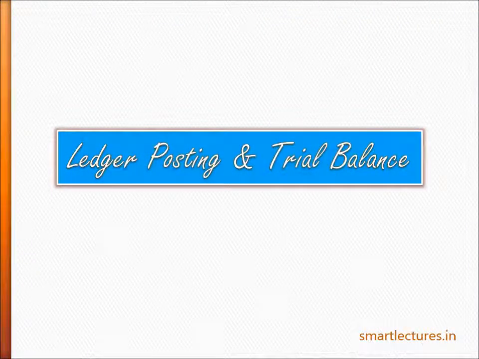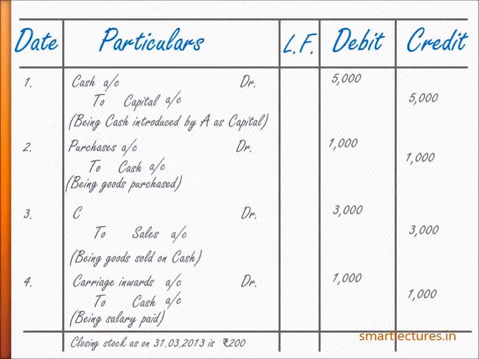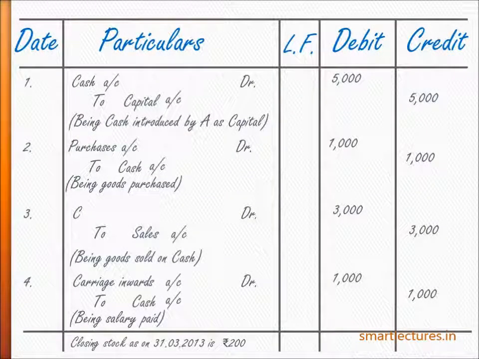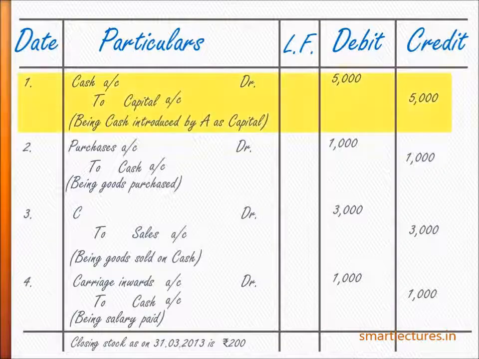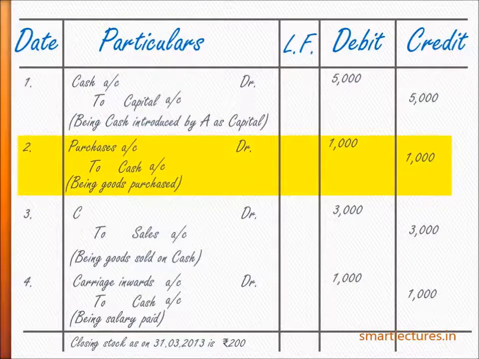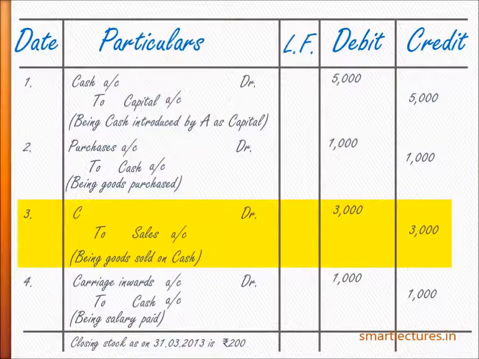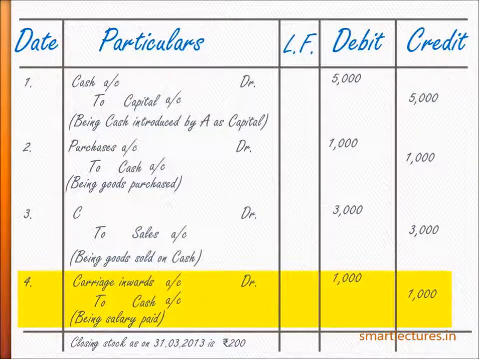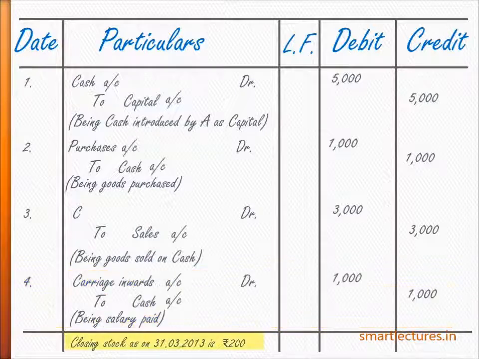I'm going to take up another practical question. Suppose during the year in a firm, these 4 journal entries were passed. Cash account debit to capital account rupees 5,000, purchases account debit to cash account 1,000, C to sales 3,000, carriage inward to cash rupees 1,000, and closing stock as on 31st March 2013 rupees 200.